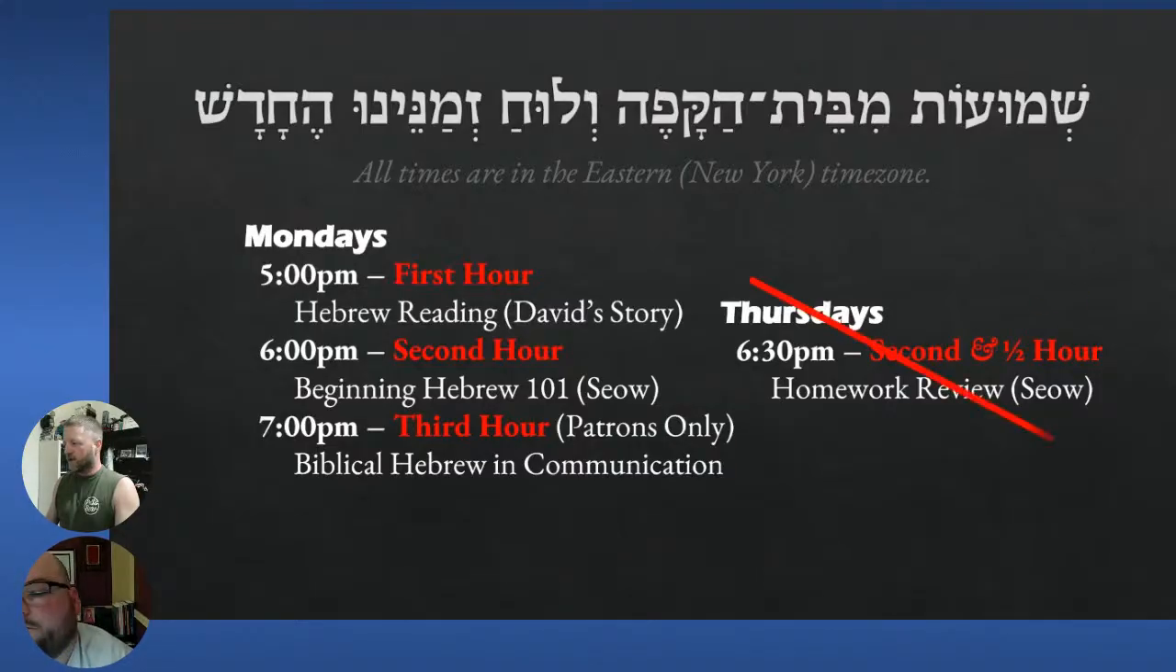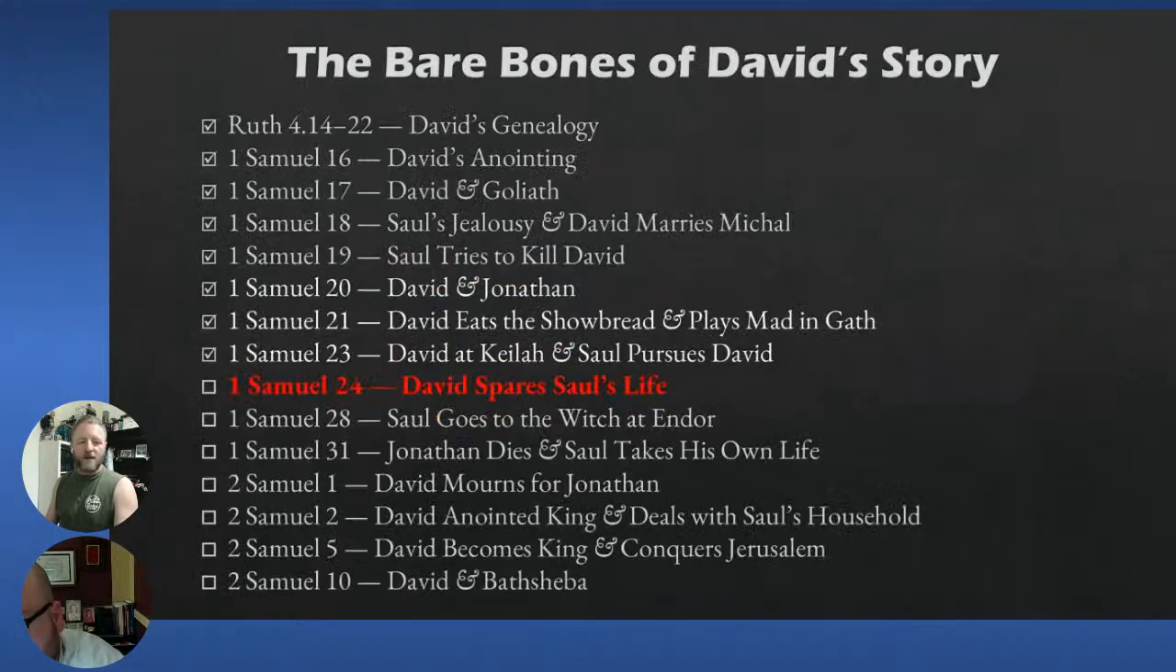So let's see. I think I marked that out. Yes, this week we are not doing Thursday because I will be out of town. I'm going to be in Jerusalem, so I won't be here. But tonight we are doing the first hour. That's Hebrew reading, David's story. Second hour is Shio's grammar. And third hour is for Patreon users. That's those who give a little money to us. And Thursday normally is the second and a half hour where we do homework review. Last week was exciting, all alone and quiet.